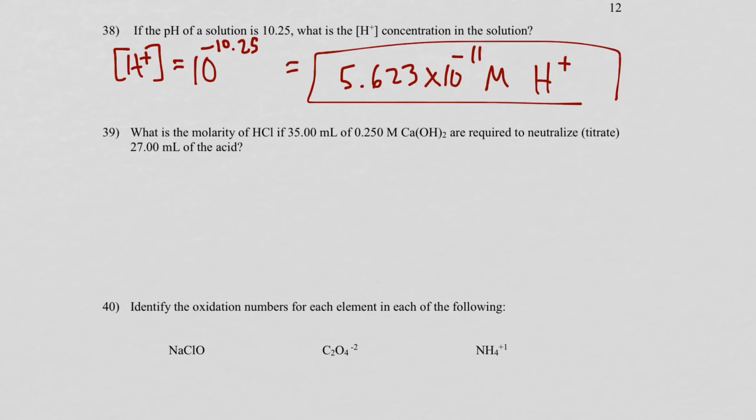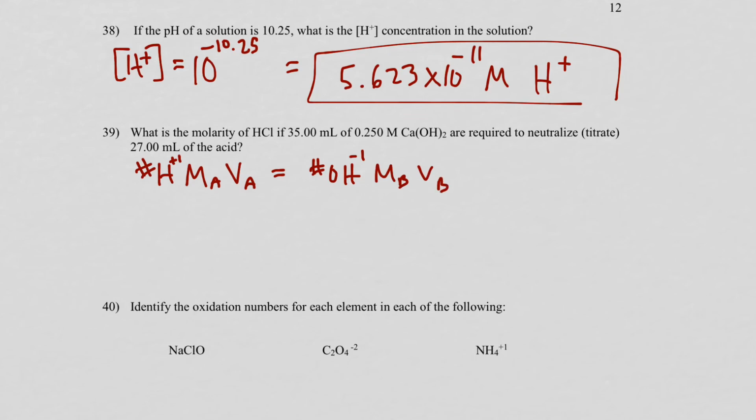Moving along to number 39. Number 39 is a titration problem. So you're going to need number of hydrogens times molarity of acid times volume of acid equals number of hydroxide ions. Technically I should put my plus 1 in there and my minus 1. Times molarity of base times volume of base. And again, this formula is found in your reference booklet.